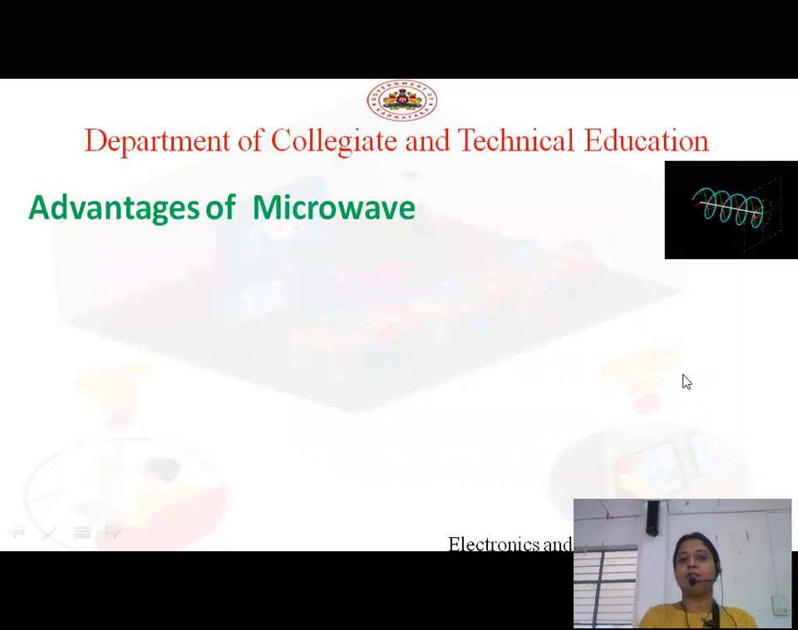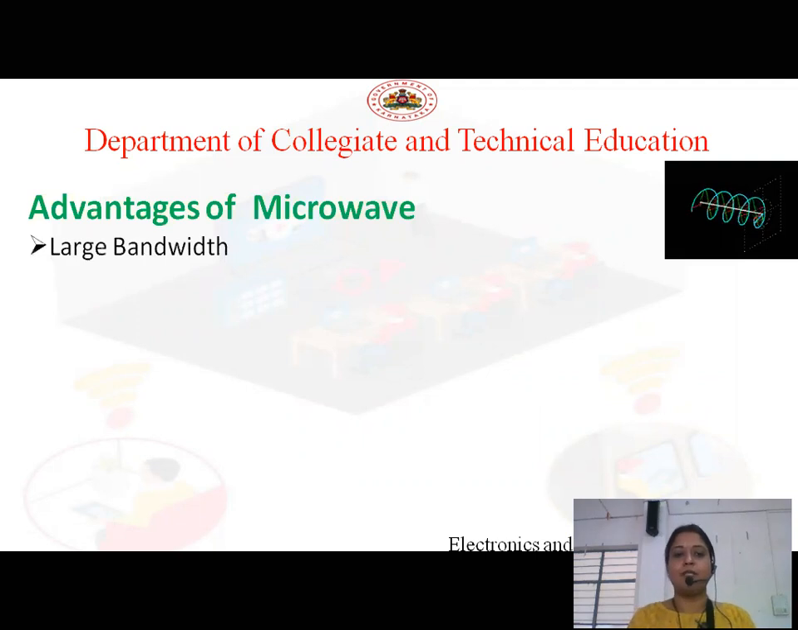Now, advantages of the microwaves. Why do we have to go for the microwave? Why not operate below the microwave, only at higher frequencies? What are the advantages here? First one, the bandwidth available in the microwave frequency is very large. Therefore, for any application, we can make use of the microwave signals.